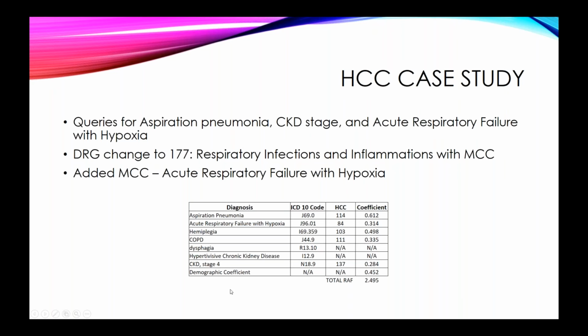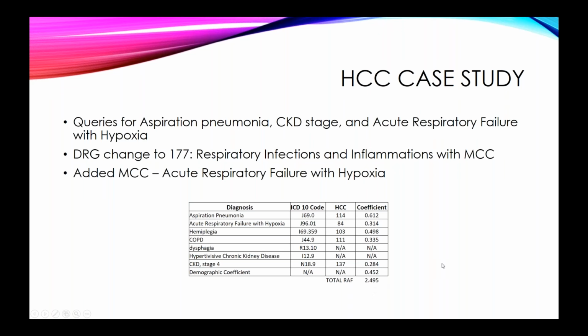So I want you guys to look at the changes that were made just by adding those 3 queries. The aspiration pneumonia is actually an HCC, got a pretty large coefficient for that. The acute respiratory failure is also an HCC, got a decent coefficient for that. We also added CKD stage 4 and got another HCC. In total, our RAF score doubled on this patient.